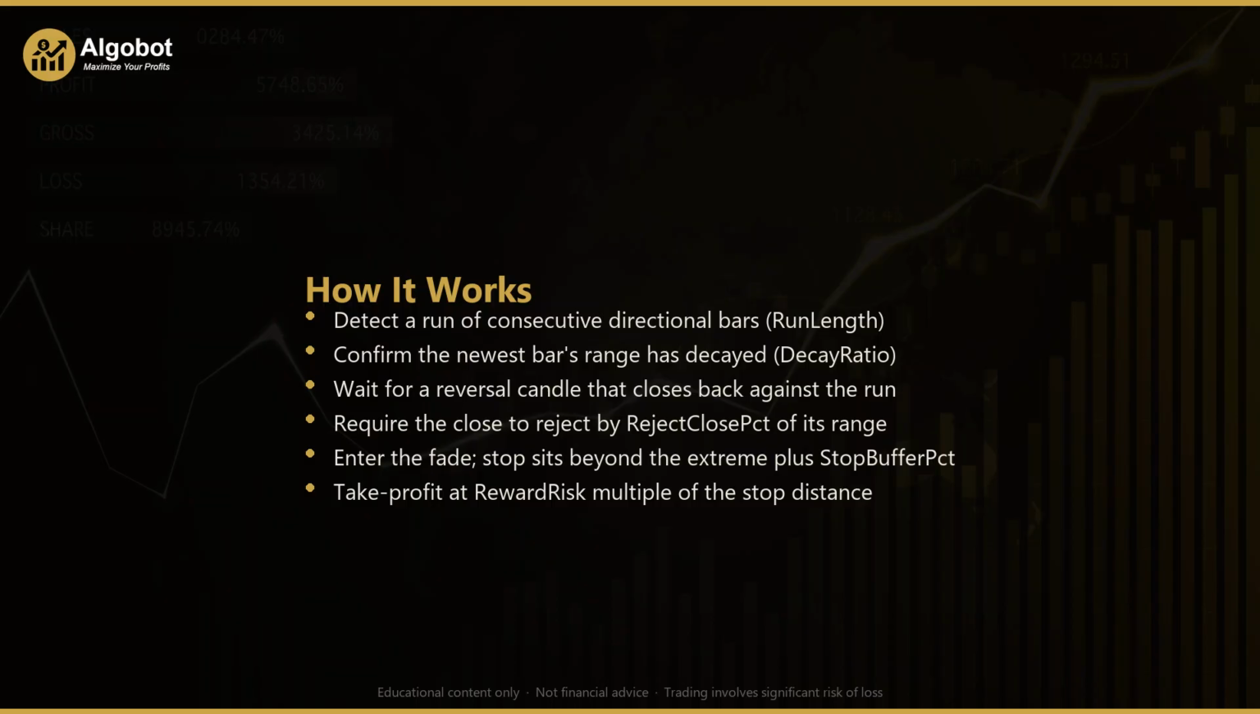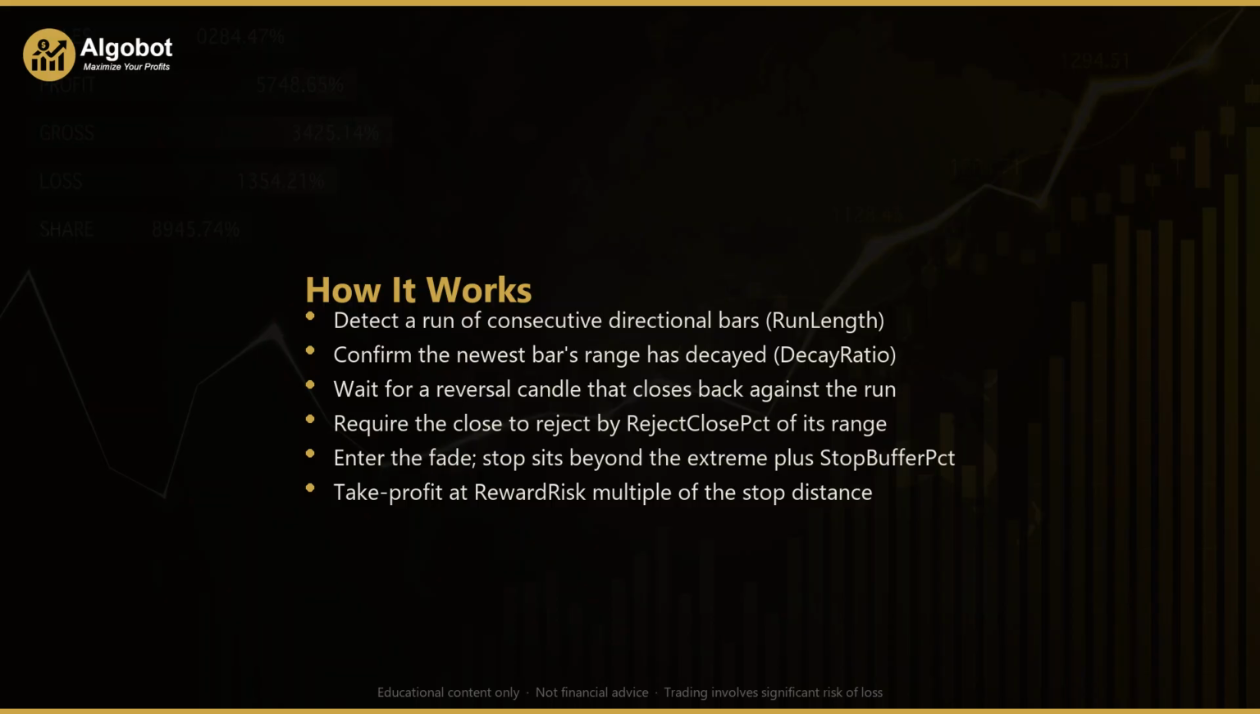Now comes the heart of the idea, decay. While the run keeps making fresh extremes, the strategy measures the range of every bar, the distance from high to low. It finds the largest range in the run, the peak, and compares it to the range of the newest bar. If that newest bar's range has shrunk below the DecayRatio times the peak, 70% by default, the thrust is judged to be decaying. The move is still going, but with less and less conviction.